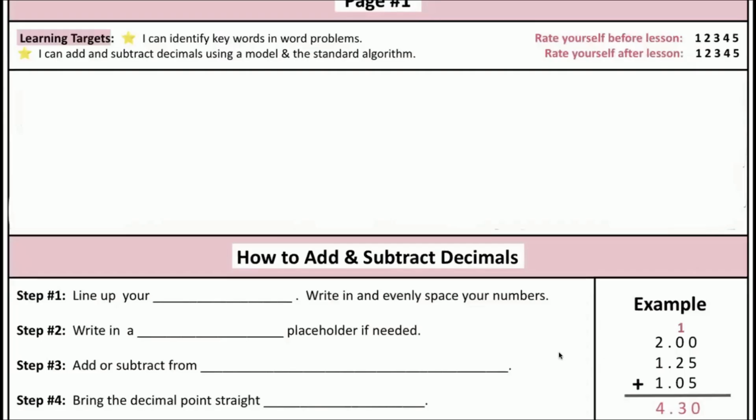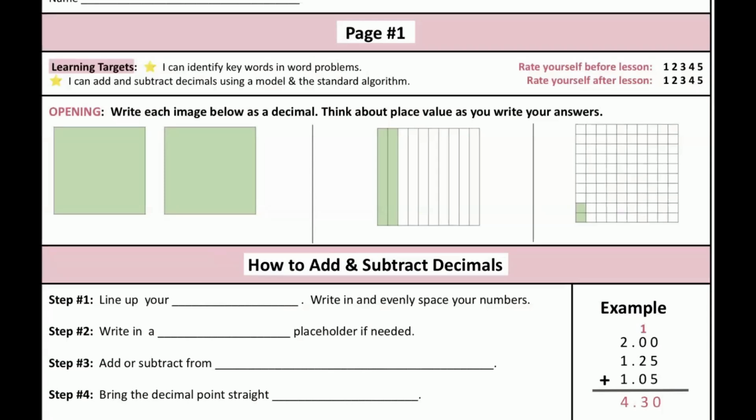Let's get started. Our learning targets today are: I can identify keywords in word problems, and I can add and subtract decimals using a model and the standard algorithm. Before we get started, rate yourself 1 through 5 on our learning targets. 1 is the least confident, 5 is the most confident. Go ahead and complete our opening, then come back to the video.